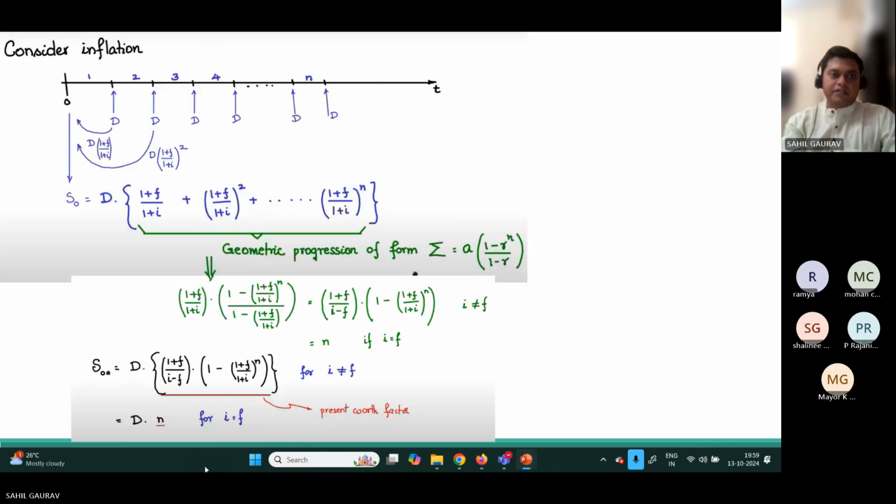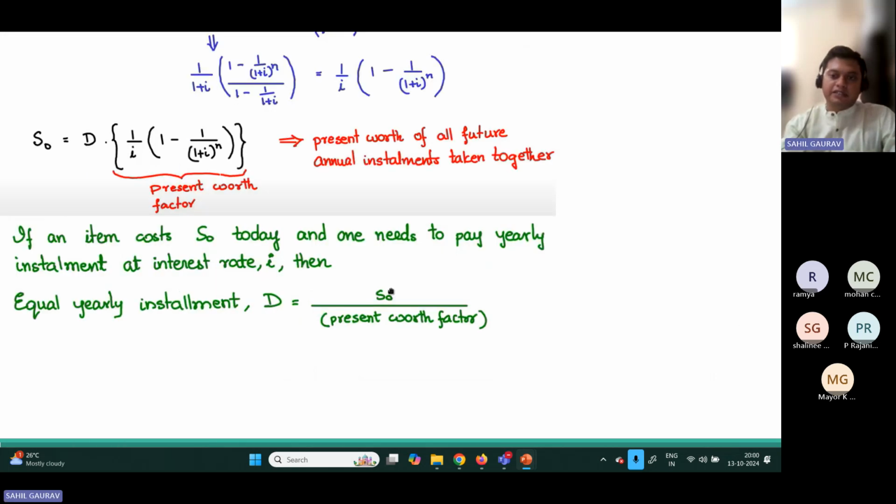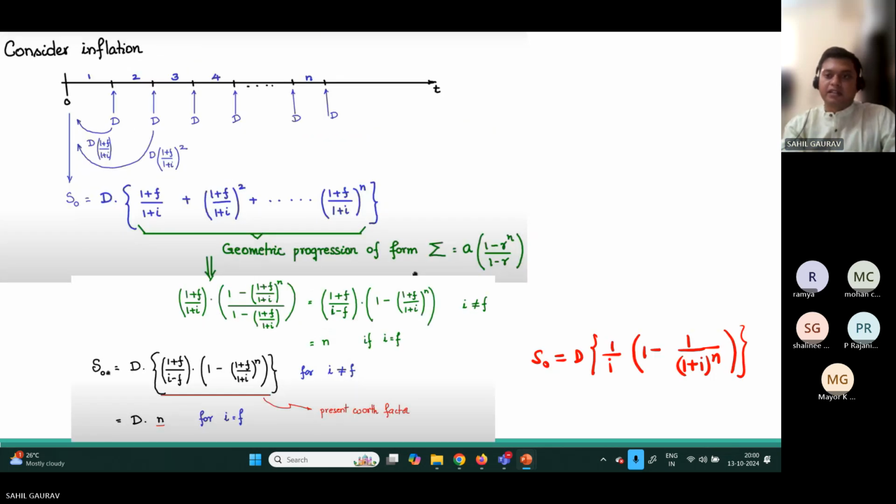So if you see the previous one, we can write without inflation also. So it is 1 upon I into 1 minus 1 plus I upon N. Right? This one, I think. Yes. So this is simple.